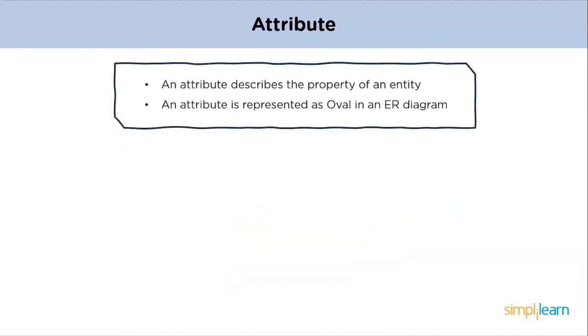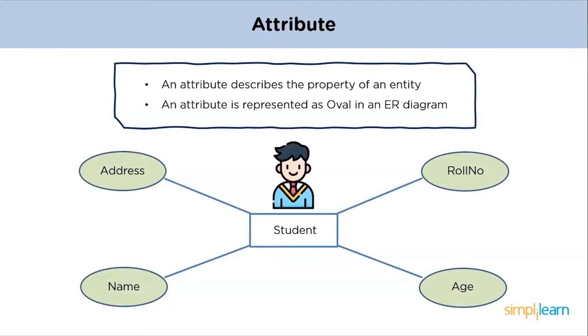Now, let us know about attributes. An attribute exhibits the properties of an entity. An attribute is illustrated with an oval shape in an ER diagram. In the example below, student is an entity and the properties of student such as address, age, name, and roll number are called its attributes.